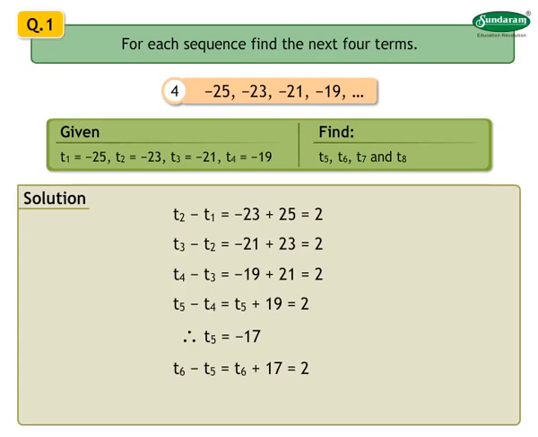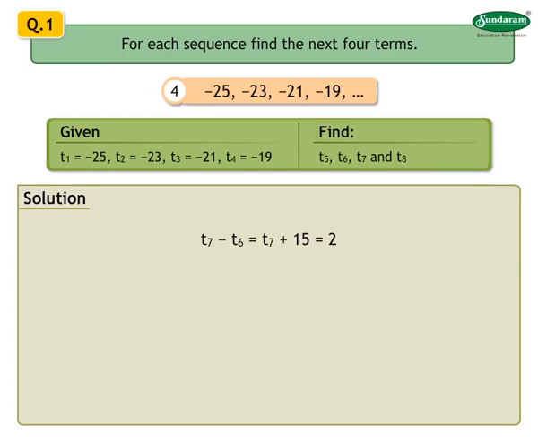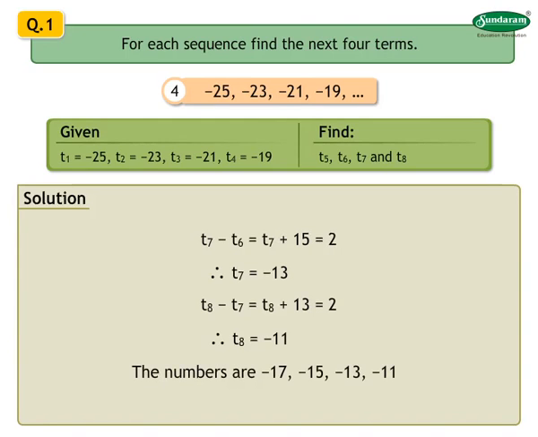T6 minus T5 is equal to T6 plus 17 is equal to 2. Therefore, T6 is equal to minus 15. T7 minus T6 is equal to T7 plus 15 is equal to 2. Therefore, T7 is equal to minus 13. T8 minus T7 is equal to T8 plus 13 is equal to 2. Therefore, T8 is equal to minus 11. The numbers are minus 17, minus 15, minus 13 and minus 11.